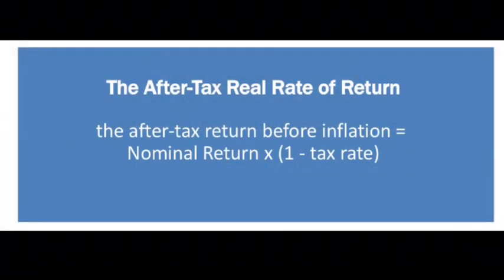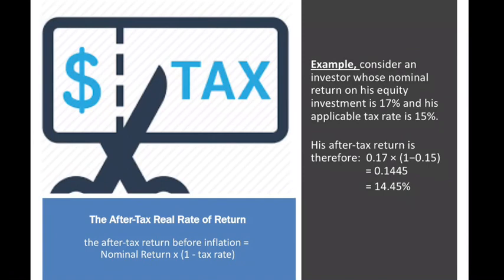Hi, my name is Strat. Next, I'm going to talk about how to calculate the after-tax real rate of return. The after-tax return before inflation is the nominal return multiplied by 1 minus the tax rate. For example, consider an investor whose nominal return on his equity investment is 17% and his applicable tax rate is 15%. We can calculate the after-tax return by this formula.